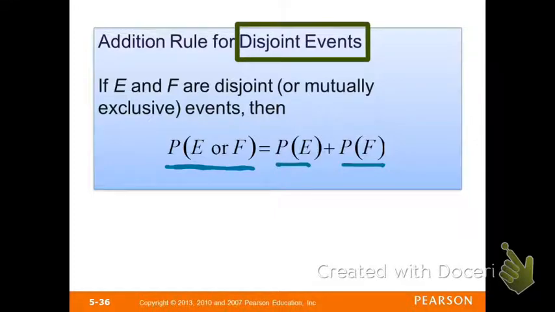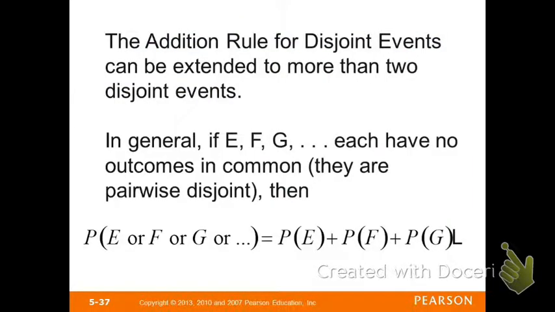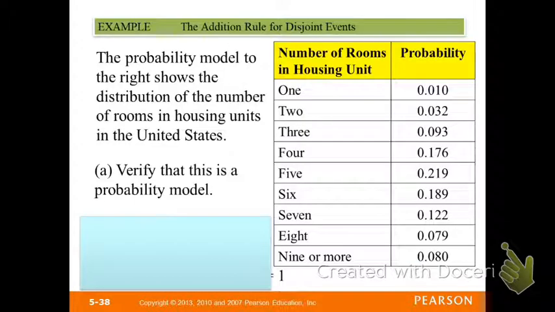Okay? Now this property is also going to extend to more than two sets. If we had 3 or 4 sets or more that are disjoint, then the probability of the union of all the sets is just going to be equal to the sum of the probabilities. This is a graphical error there. All right, that's the addition rule for disjoint events. Okay, so here's what that might look like in a real problem.